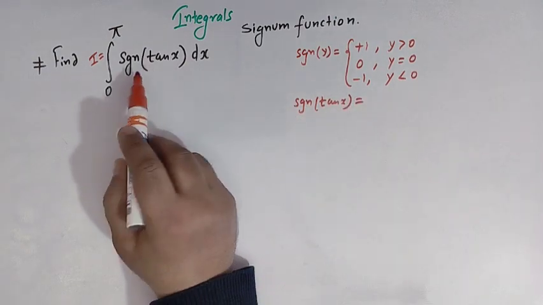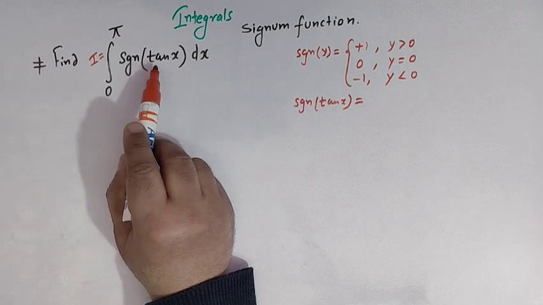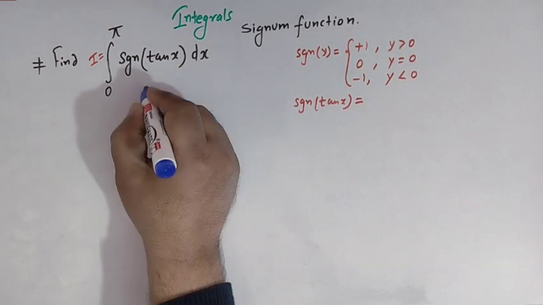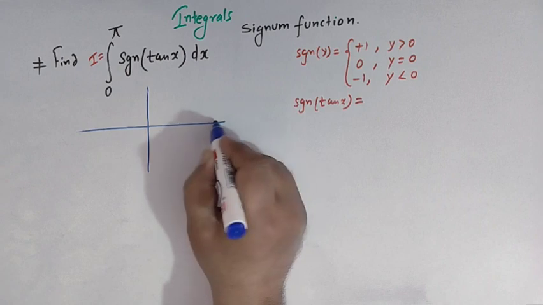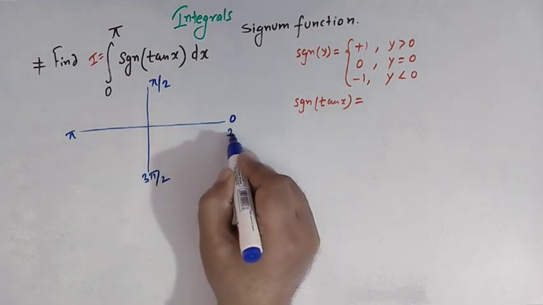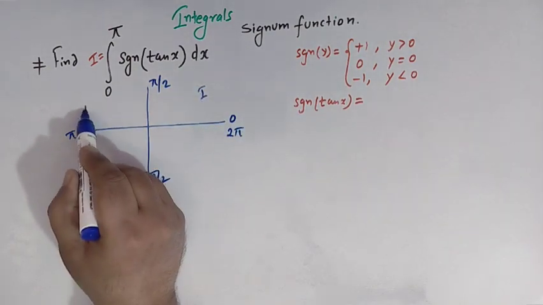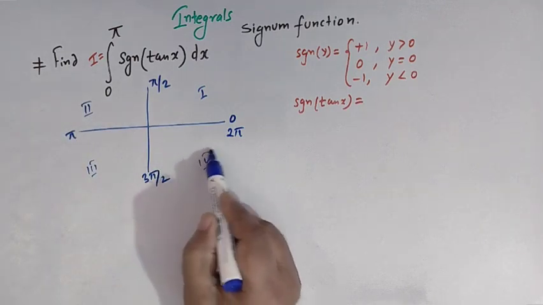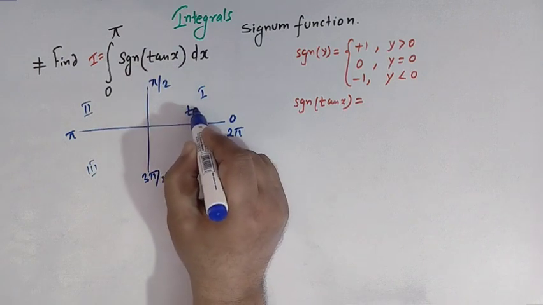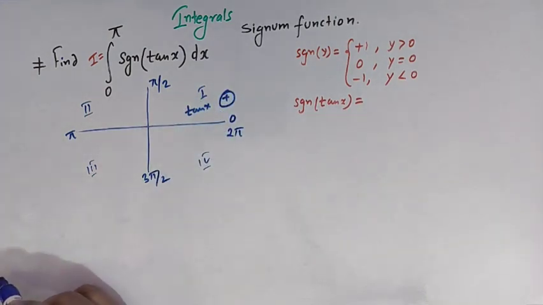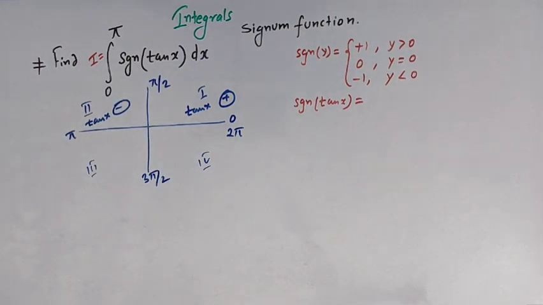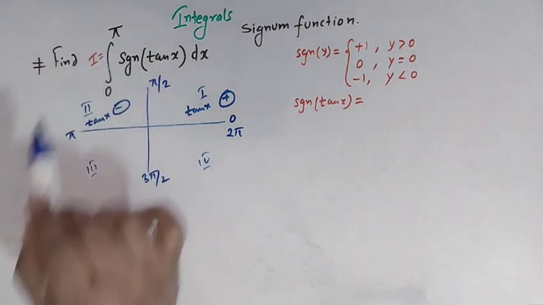So here let us quickly revise some sign conventions from trigonometry. From trigonometry, we know that suppose here we have the quadrants. This is 0, this is pi by 2, this is pi, this is 3 pi by 2, and this is 2 pi, right? So these are the four quadrants: first, second, third, and fourth. And we know that tan x is positive in the first quadrant, and the tangent function is negative in the second quadrant, right? So here we'll restrict ourselves to 0 to pi.